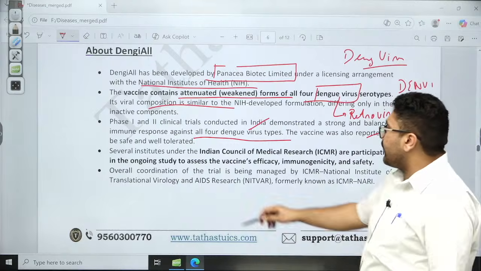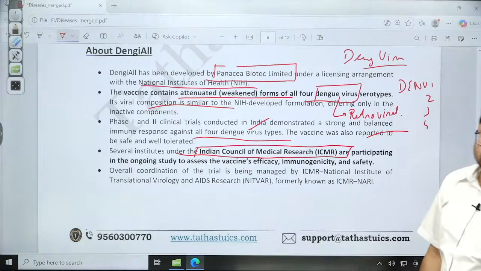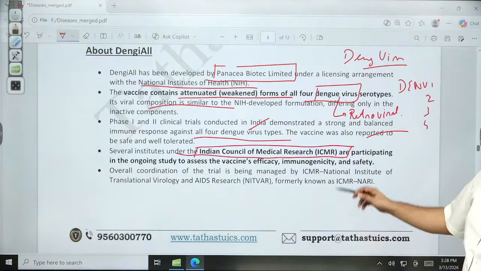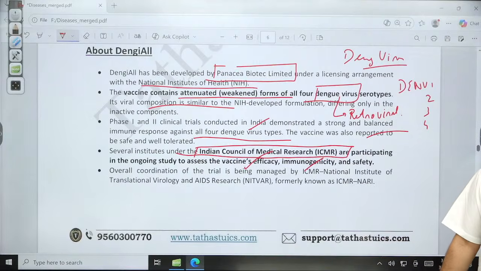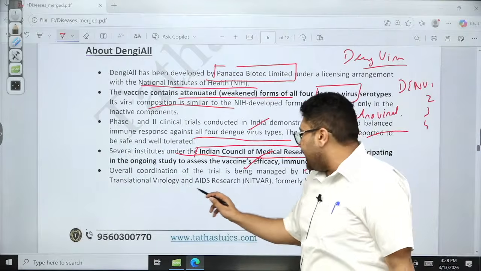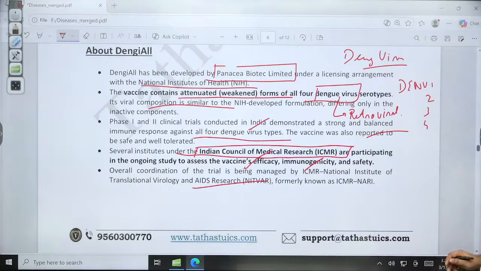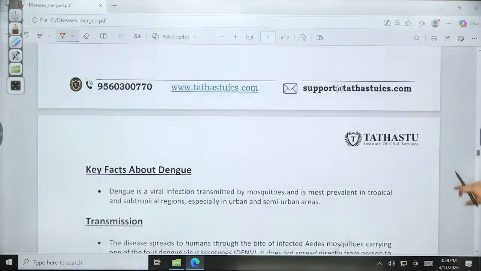इंडिया में कौन इसको फंड कर रहा है? ICMR is funding this program, that is the Indian Council of Medical Research, and is going to study the vaccine's efficacy, immunogenicity and safety. Overall coordination is being done by the National Institute of Translational Virology and AIDS Research, which was formerly known as ICMR NARI. That is not important.